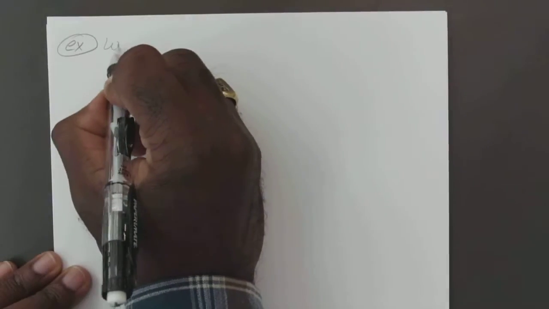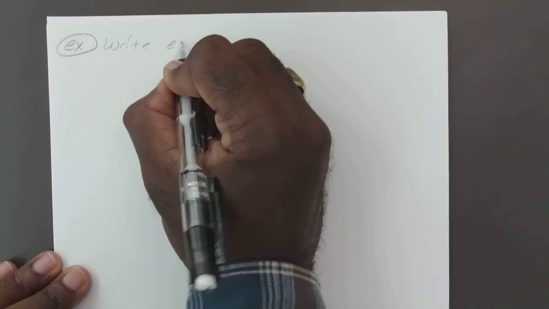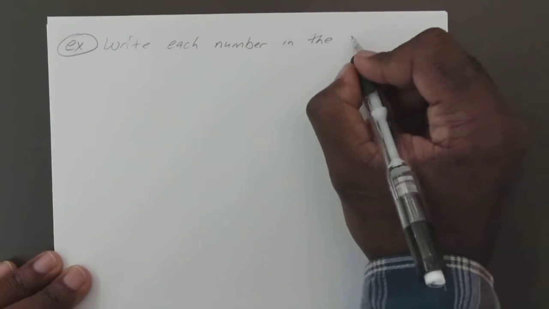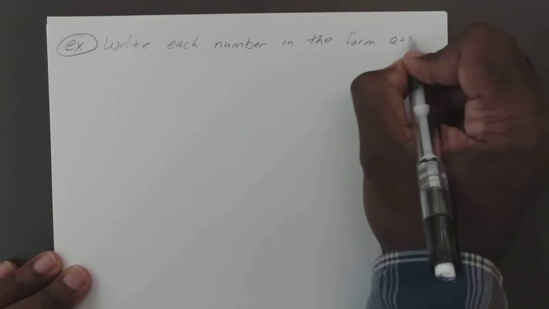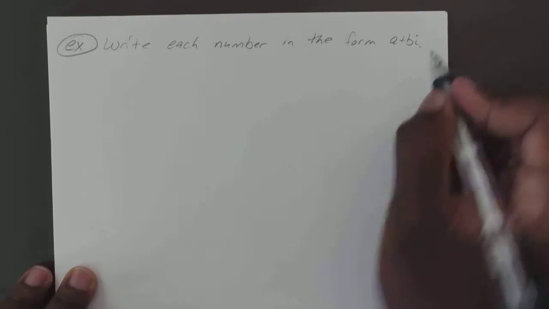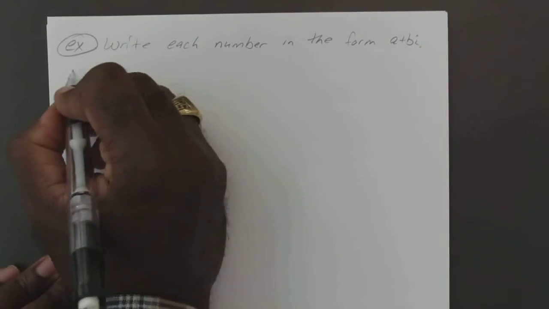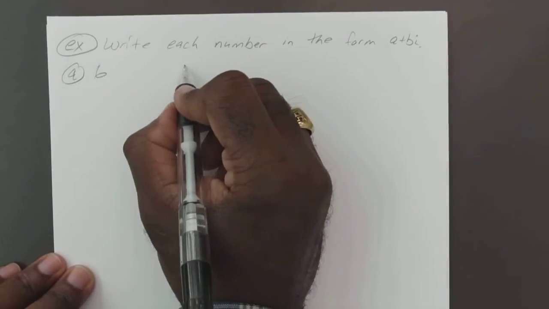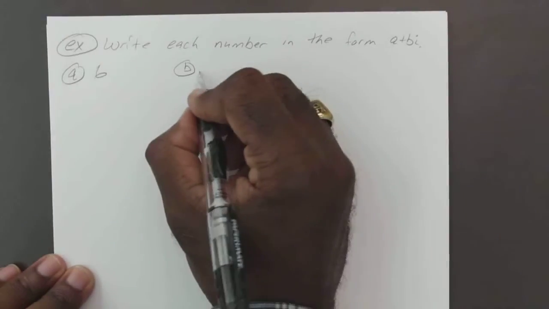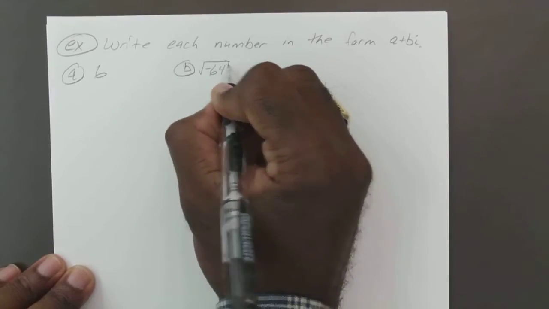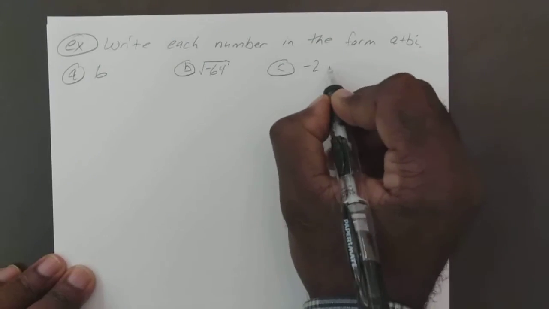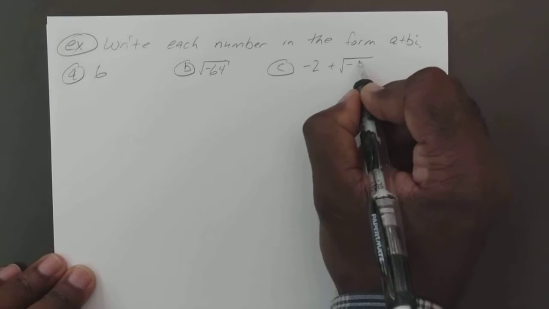Okay, so let's say, for example, you want to write each number in the form a plus bi. Okay, so let's say for problem A, we have just the number 6. Okay, so let's say for problem B, we have square root of negative 64. And let's say for problem C, we have negative 2 plus square root of negative 63.